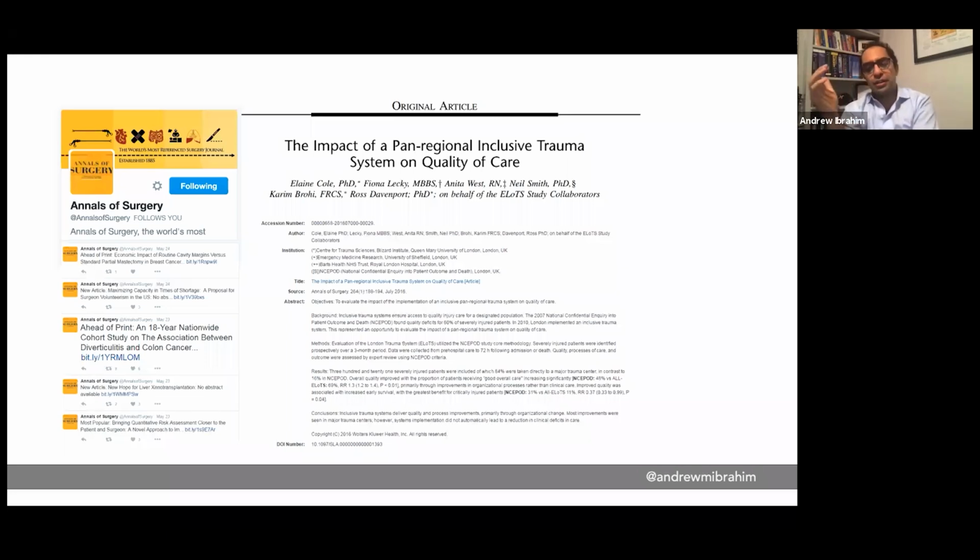At that point, I'd gone to medical school. I'd done some surgical training. I'd done some research work, and I came across this article. It was called The Impact of Pan-Regional Inclusive Trauma System on Quality of Care. It described that London had not established a coordinated trauma system until about 2010, and this was an evaluation of it.